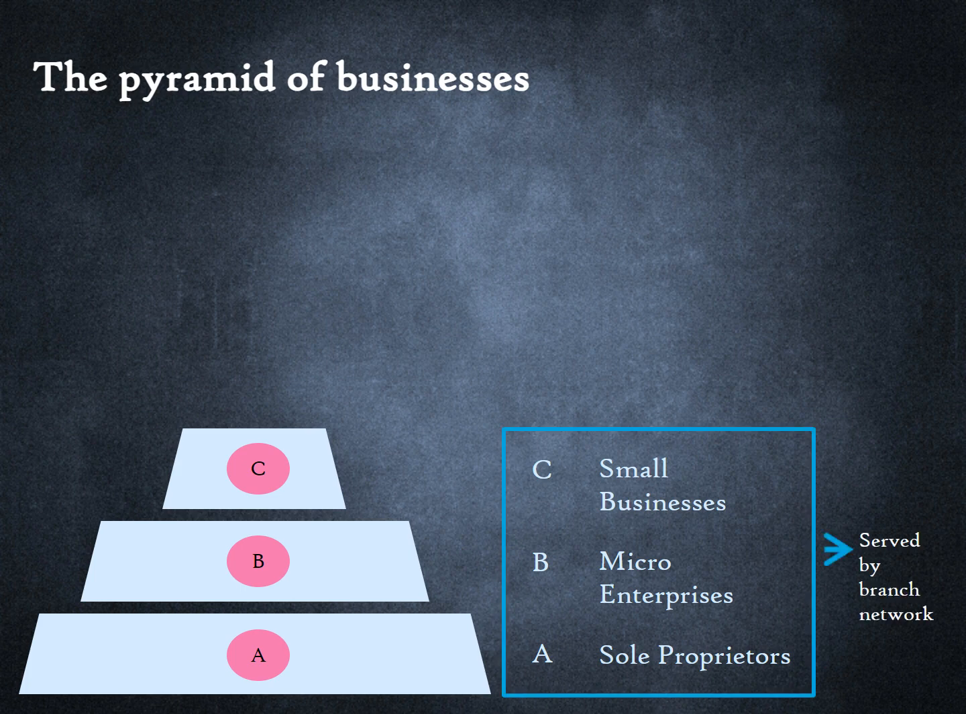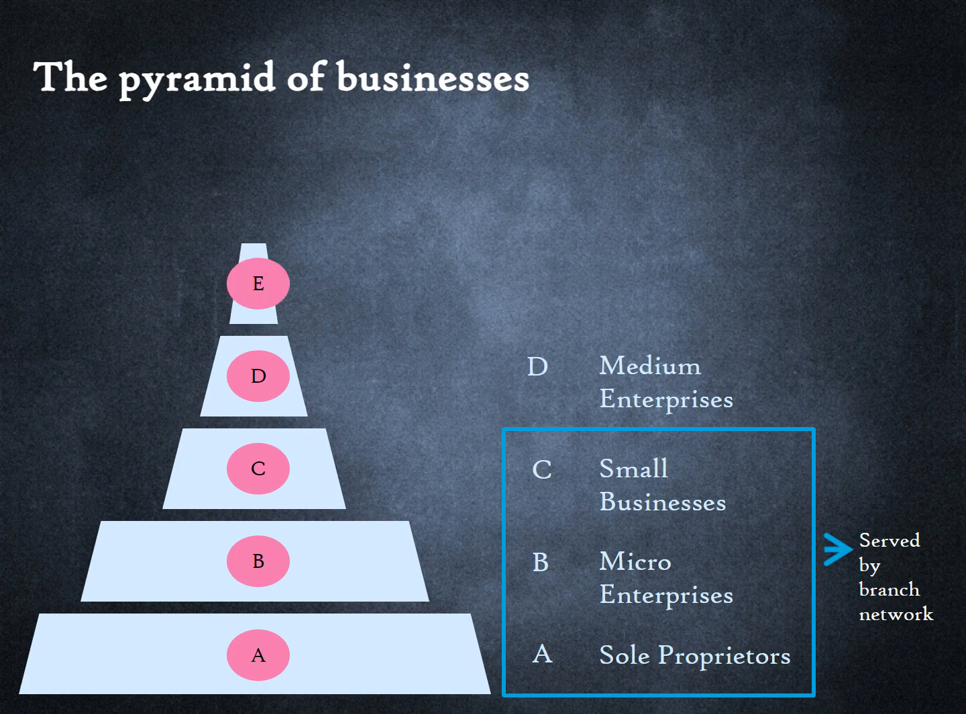Typically, segments A, B and C are served by the branch network of the bank, along with digital channels. Segment D consists of medium enterprises. In the U.S., the term small business collectively refers to segments A, B and C, while segment D is called business banking. The term commercial banking is commonly used to refer to banking services for the next segment, segment E. Finally, at the top of the pyramid are the largest companies. Banking services to segment F is often referred to as corporate banking, to distinguish from commercial banking. In some countries, segment F is further bifurcated into corporate customers and the largest institutional customers.